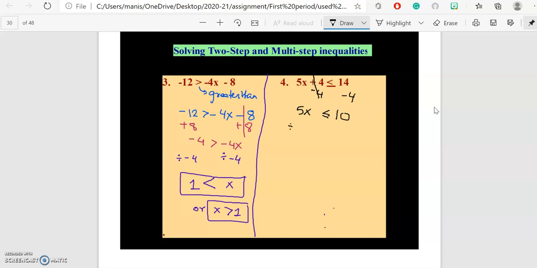So what will I divide by? I will divide by positive 5. Now the important thing to note over here is I'm dividing by positive 5. This means I will not change the direction of my inequality symbol. 10 divided by 5 is 2, and this gives my answer: x is less than or equal to 2.